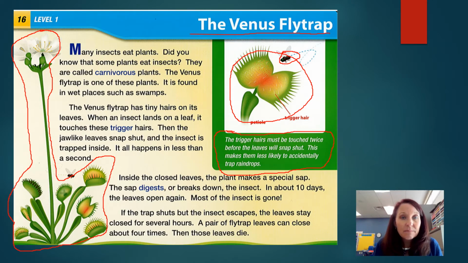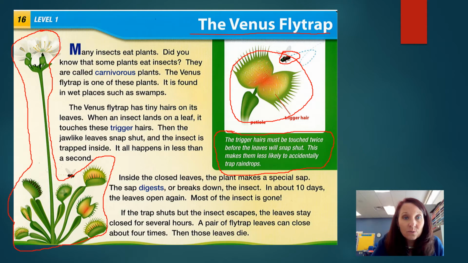Many insects eat plants. Did you know that some plants eat insects? They are called carnivorous plants. The Venus flytrap is one of these plants. It is found in wet places such as swamps.